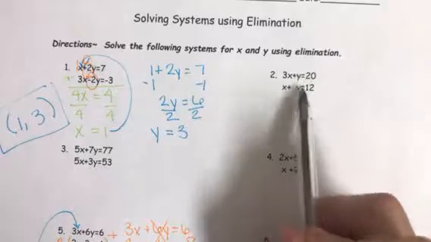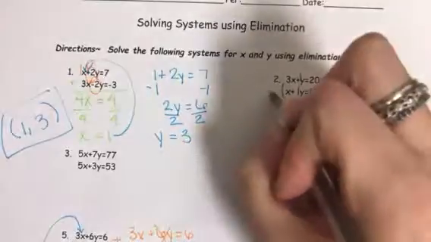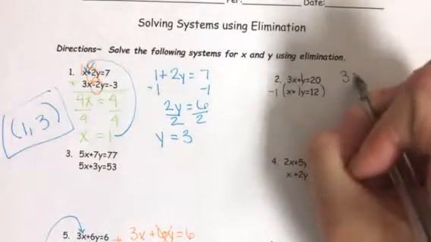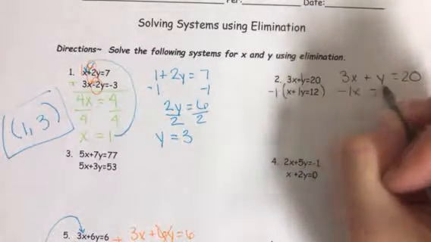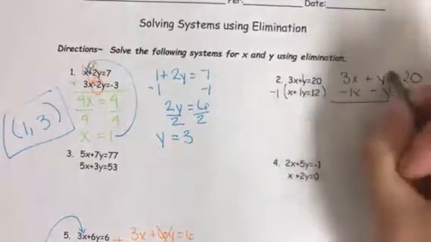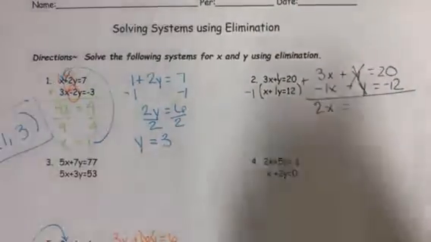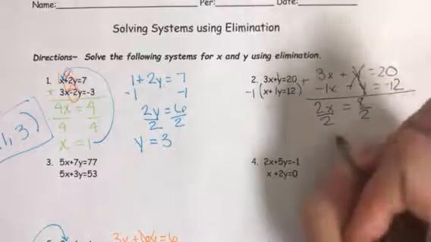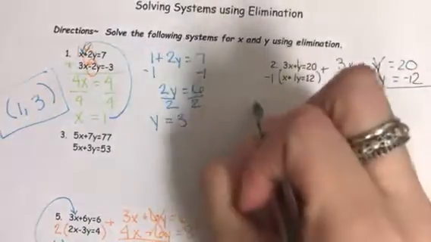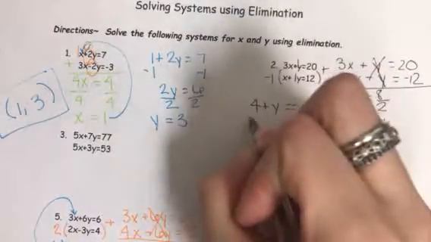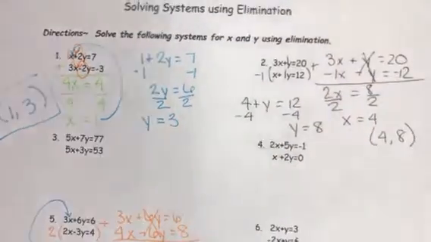So when we go through here on number 2, we see that our y's have the matching coefficient of the 1s. But they're not the opposite signs, so I'm going to multiply through by the -1. So on top, I'll have 3x plus y equals 20. On bottom, I'll have -1x minus y is a -12. Now I can add, so my y's cancel. I'll get 2x equals 8, so my x value is 4. I can then plug that back in over here for x, so we'll say 4 plus y equals 12. y equals 8, and so we'll have an answer of 4, 8.